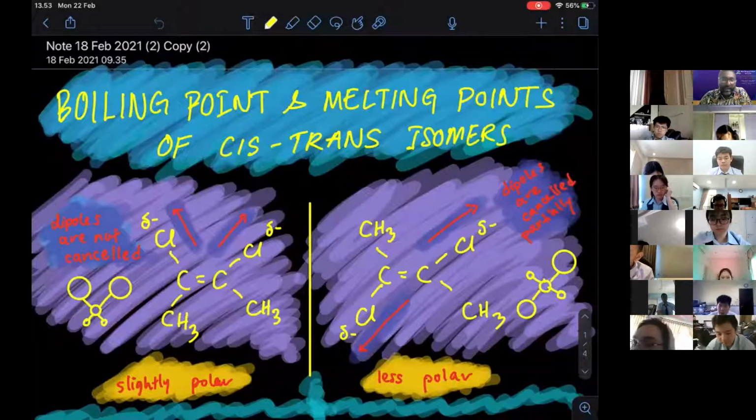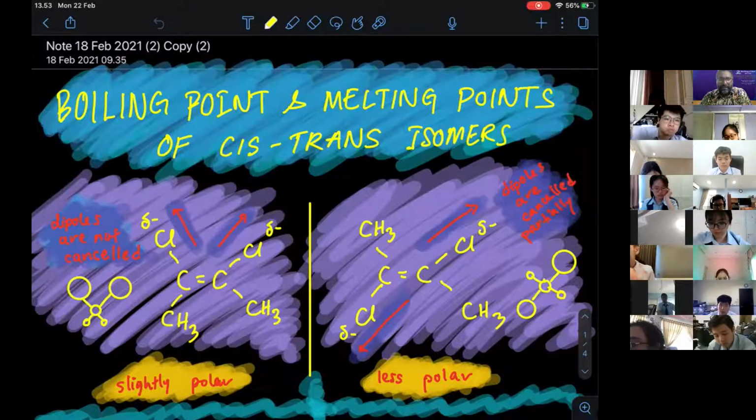Now, boiling point and melting point. We can look at the cis and trans isomers first. Do remember, even though you have the stereoisomers cis and trans, they are different. And how different? One of the properties they have is that they have different boiling point and melting point.